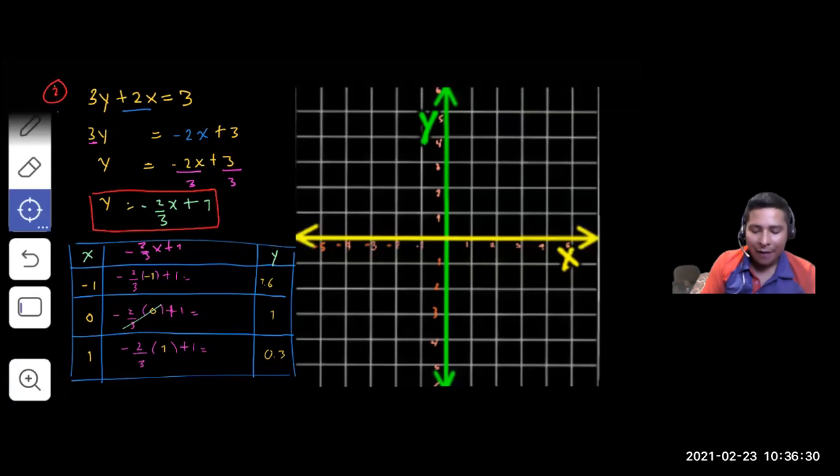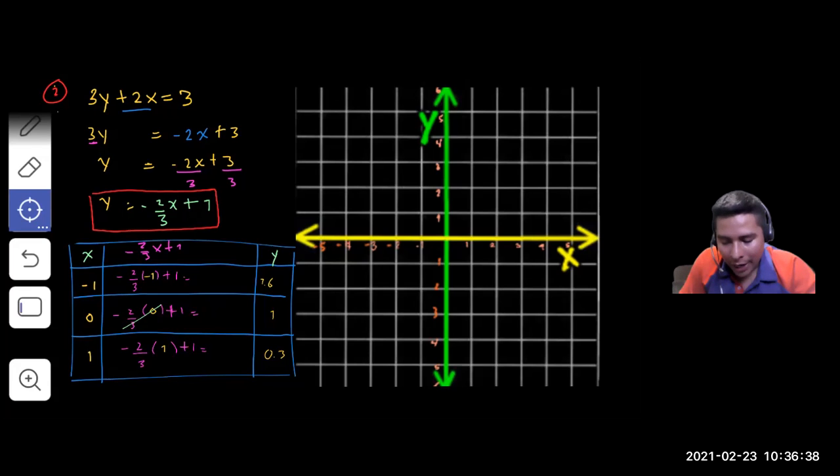Perfect. Once we have my points on the table, let's plot them into the coordinate system. First of all, negative 1 for x. Let's look at negative 1 in the x dimension, which is to the negative side. Negative 1, and let's stop here. And how many for y, guys? 1.6, right? Okay, let's move to 1.6.